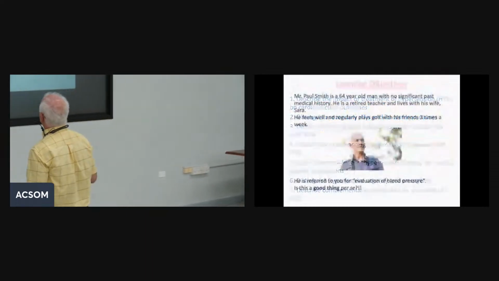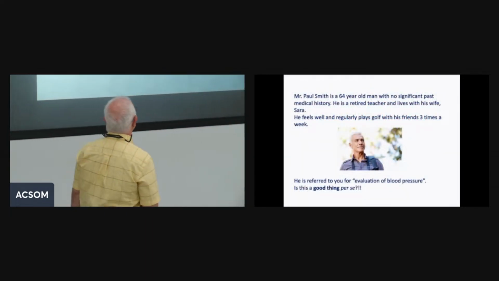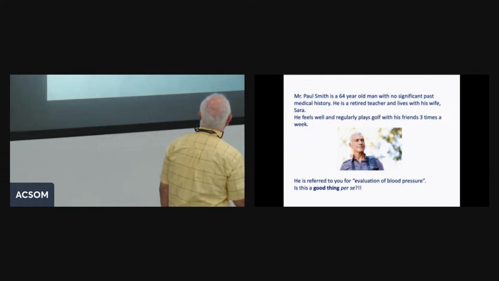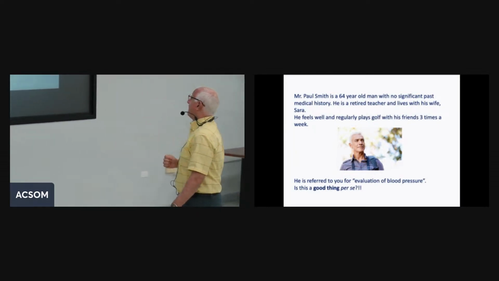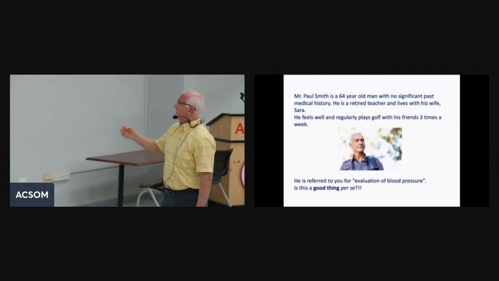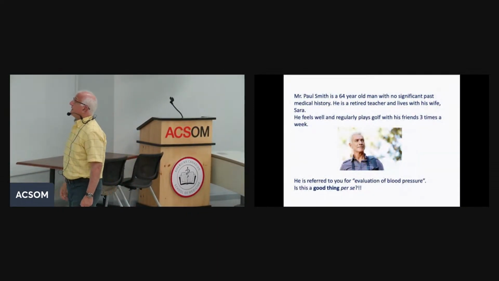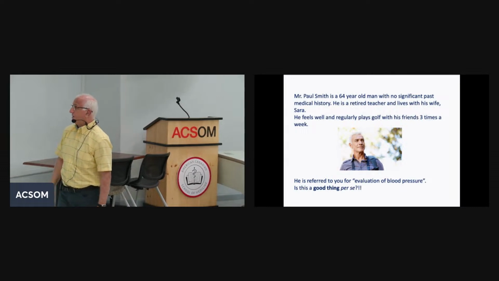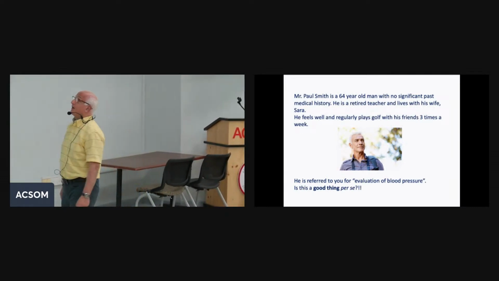These are the learning objectives. You are going to read them on your own. Let's start with a case, as always. Mr. Paul Smith. He's a 64-year-old gentleman who has no past medical history. He's a retired teacher, lives with his wife, Sarah. He feels well and regularly plays golf with his friends 3 times a week. Very good. He's referred to you for evaluation of blood pressure.